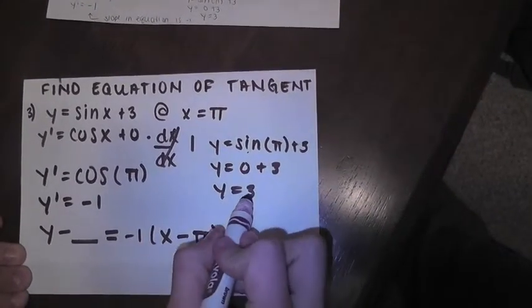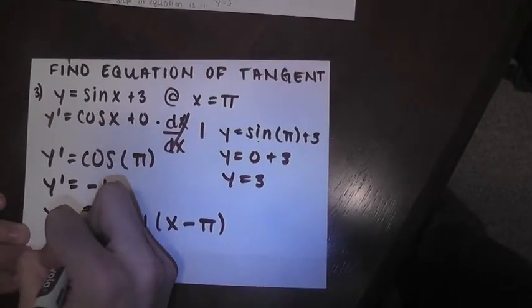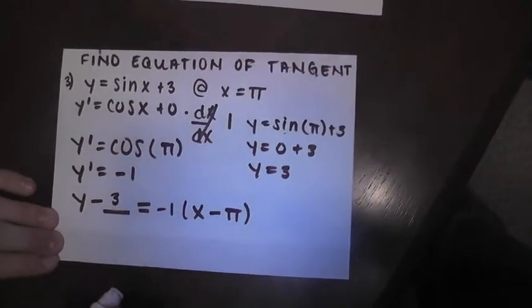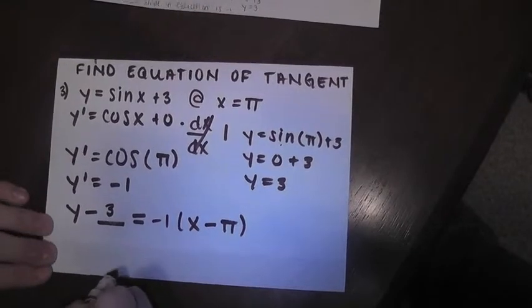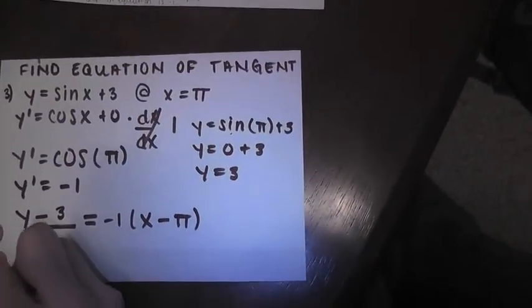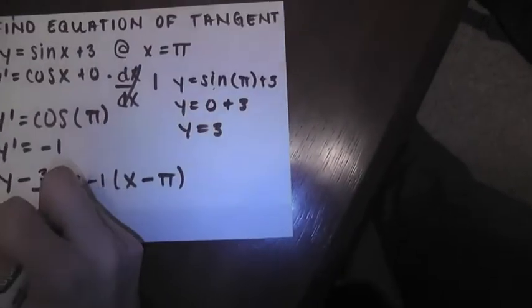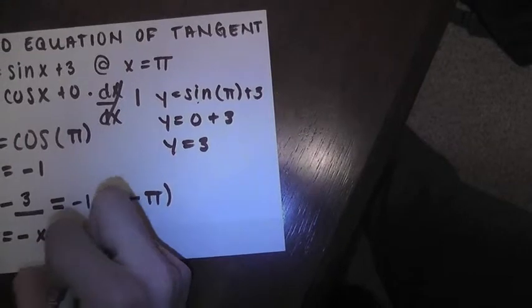So we can then plug 3 into our point-slope equation. So y minus 3 equals -1 times the quantity x minus pi. After distribution and adding the 3 to the other side, we will end up with the equation y equals -x plus pi plus 3.